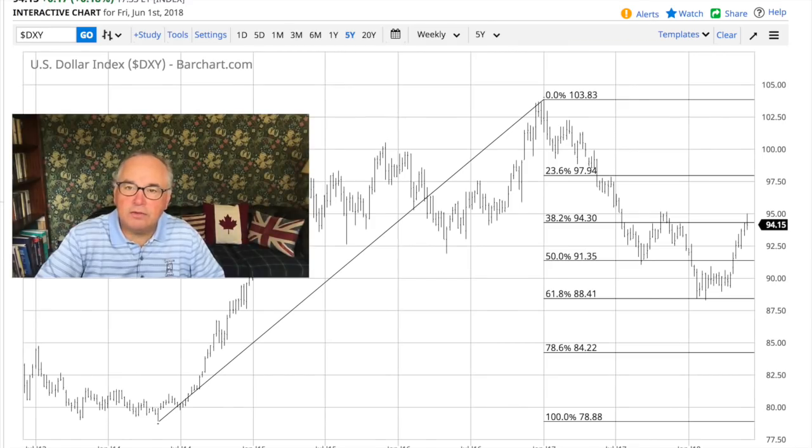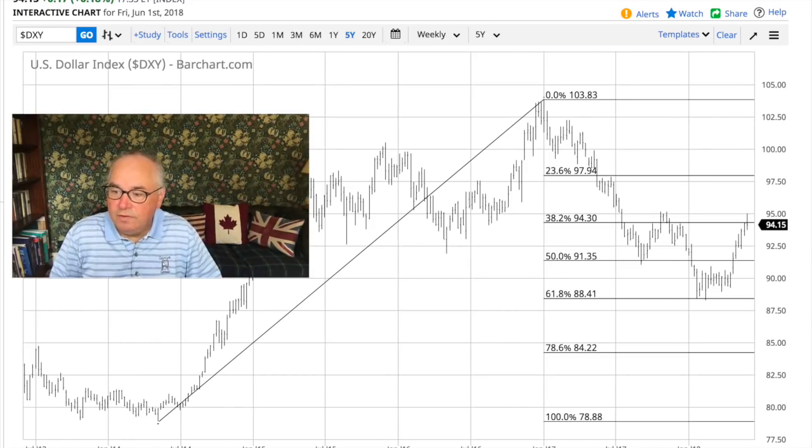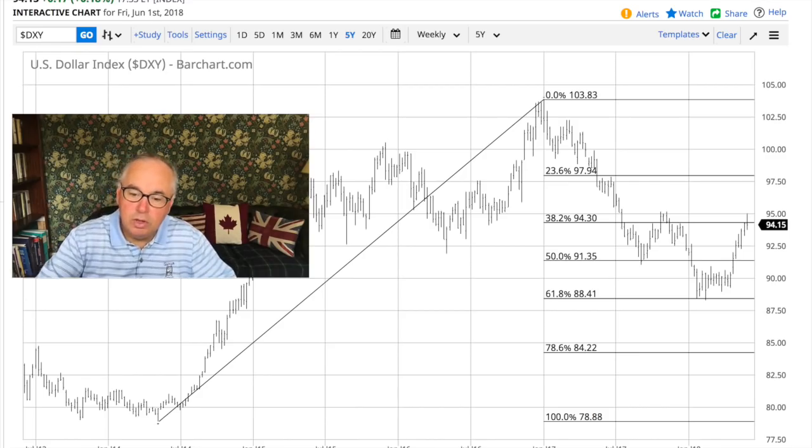So the dollar index, which is an important one that people look at. I've done a weekly analysis here, five years, and I've taken the low in May 2014, and we got below 80.